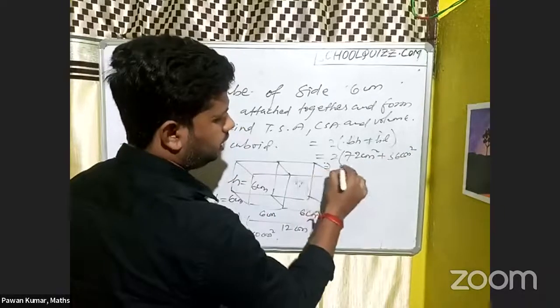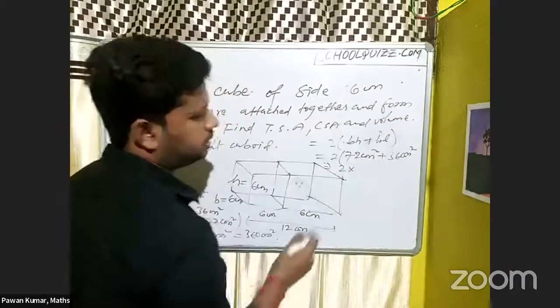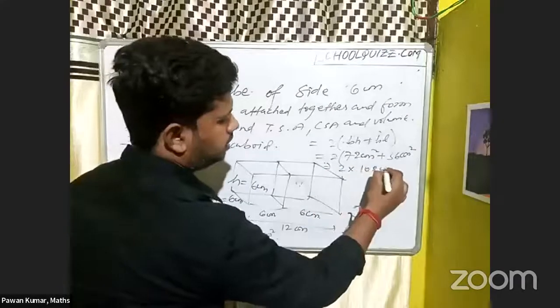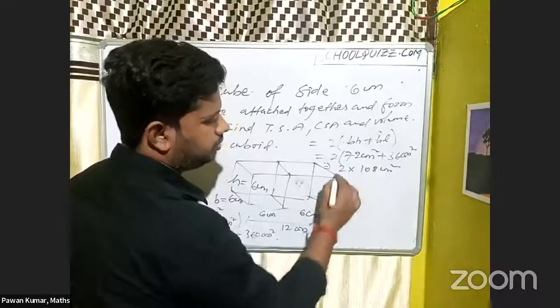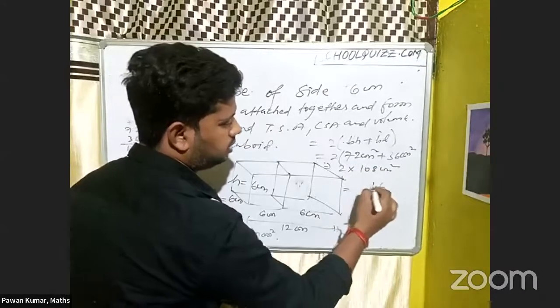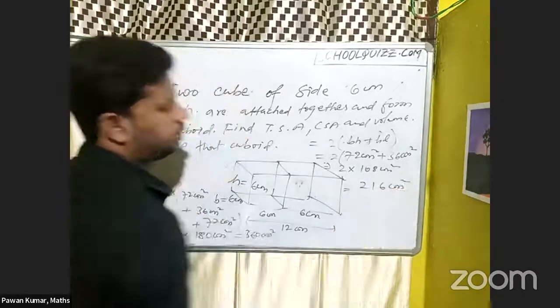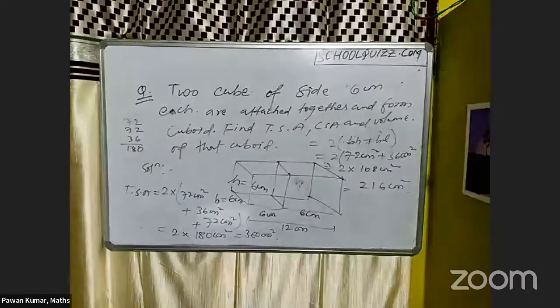So how much am I getting? 2 into 72 plus 36, how much? 108 centimeter square. So 2 into 108 means 216 centimeter square is the CSA.